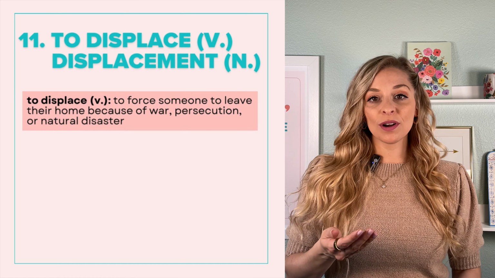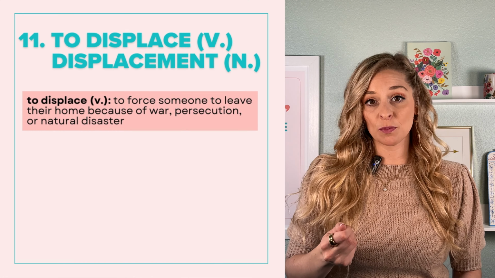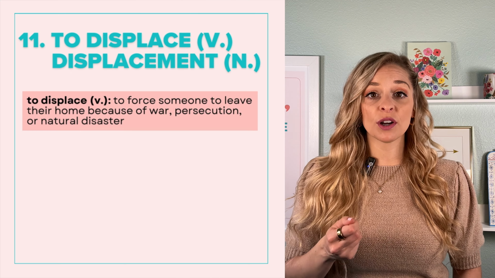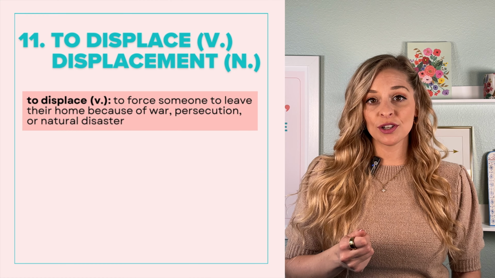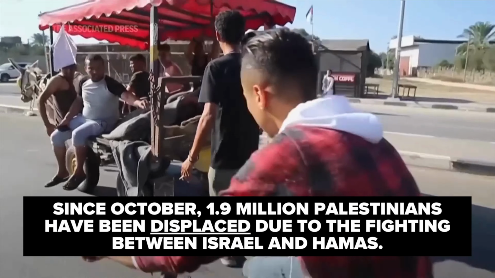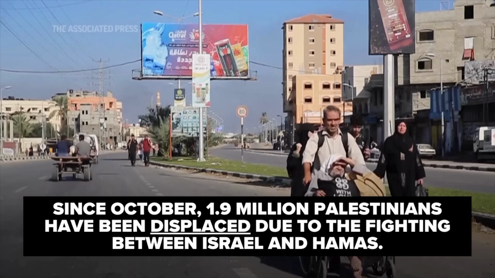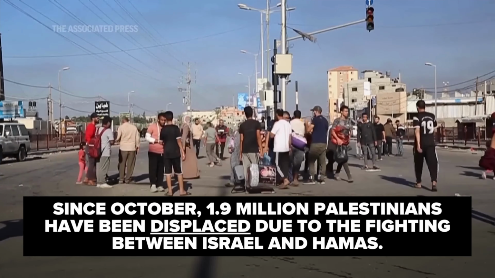And word number 11 is to displace, or the noun form displacement. To displace means to force someone to leave their home because of war, persecution, or natural disaster. And in a sentence we can say, since October, 1.9 million Palestinians have been displaced due to the fighting between Israel and Hamas. 1.9 million people have been forced to leave their homes.